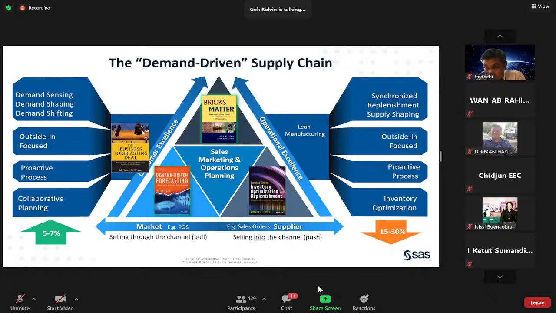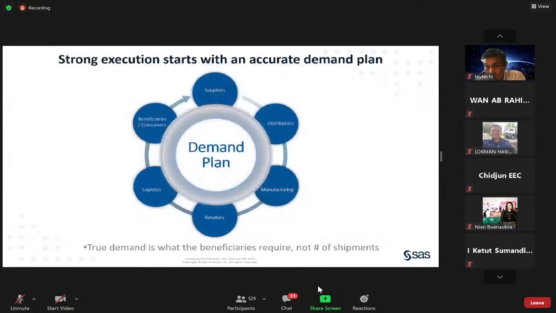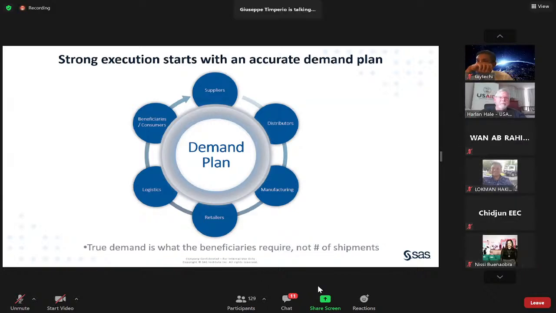I'll go on from here. Yeah. Calvin, yes, can you take a second to pause? I think Harlan has a question, or you would like to add something on demand-driven supply chain. Yeah, Harlan, over to you.